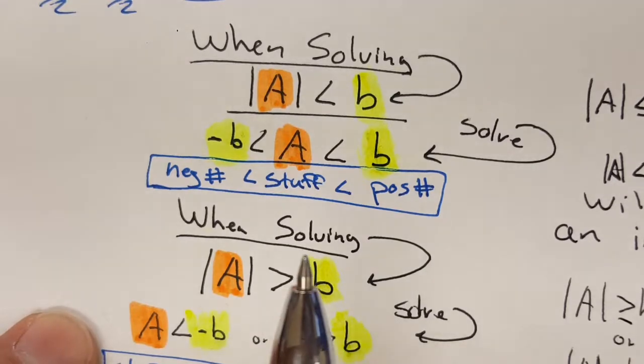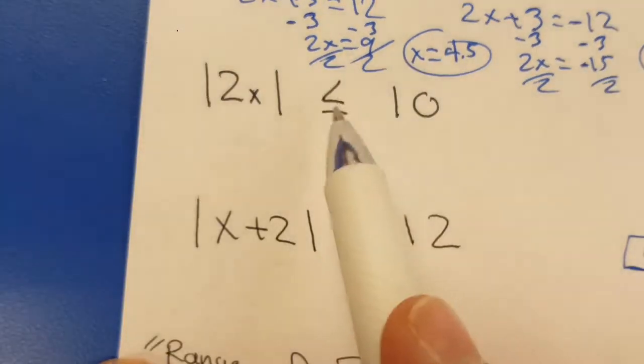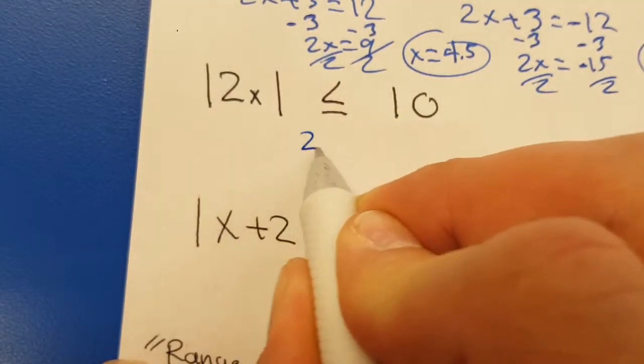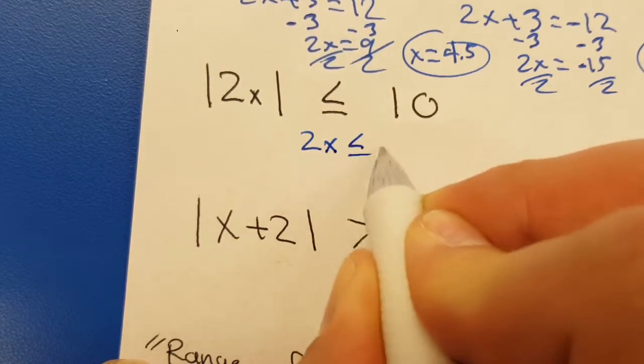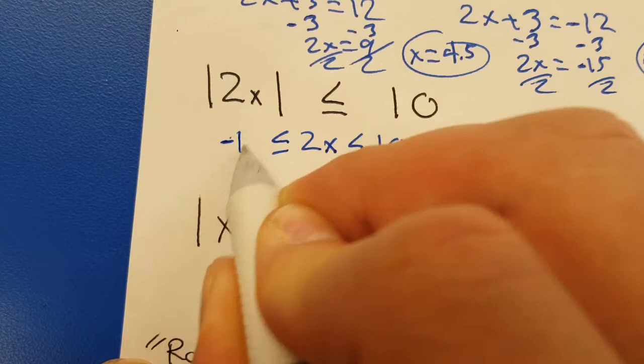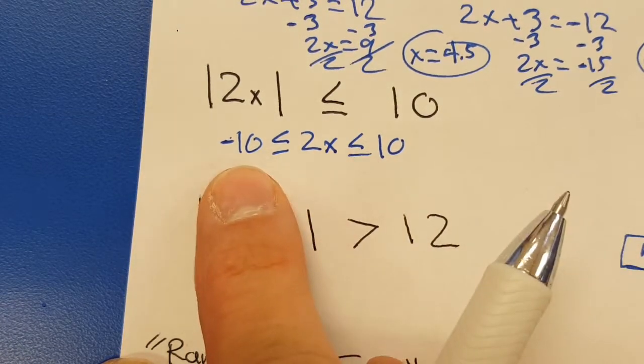So quick example. The absolute value of 2x has to be less than or equal to 10. Here's what I'm going to do. 2x is the stuff. Stuff goes in the middle. I'm going to go less than or equal to 10, and then I'm going to go greater than or equal to negative 10. 2x has to be between positive 10 and negative 10.